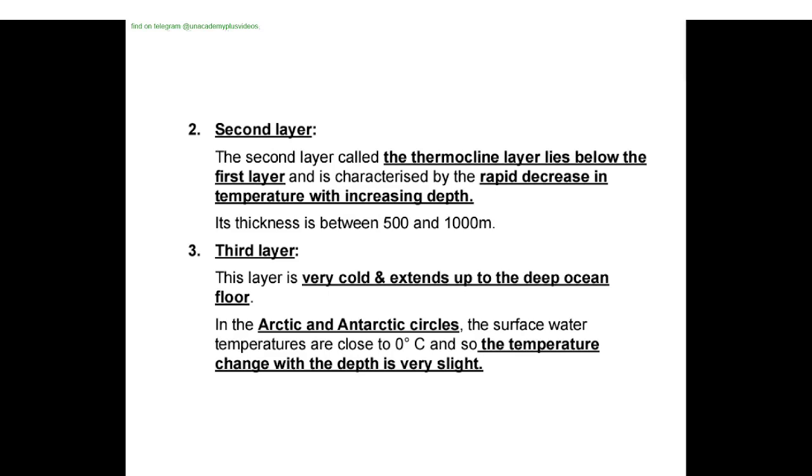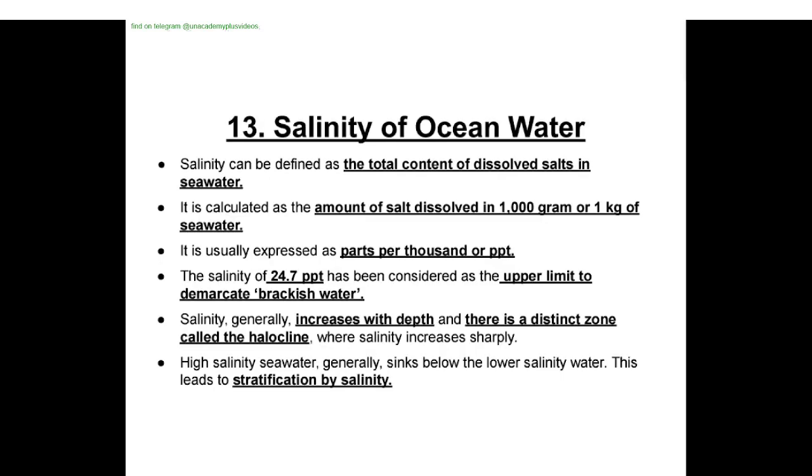Second layer. The second layer, called the thermocline layer, lies below the first layer and is characterized by a rapid decrease in temperature with increasing depth. Its thickness is between 500 to 1000 meters. Third layer. This layer is very cold and extends up to the deep ocean floor. In the Arctic and Antarctic circles, the surface water temperatures are close to 0 degrees centigrade, and so the temperature change with depth is very slight.